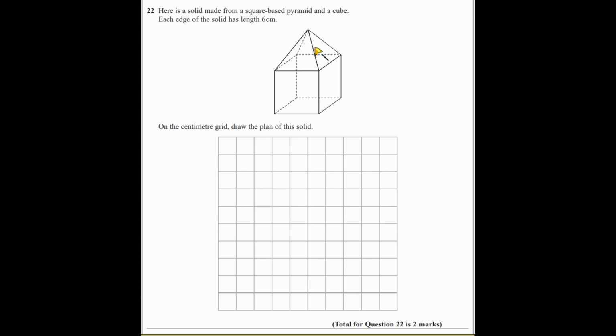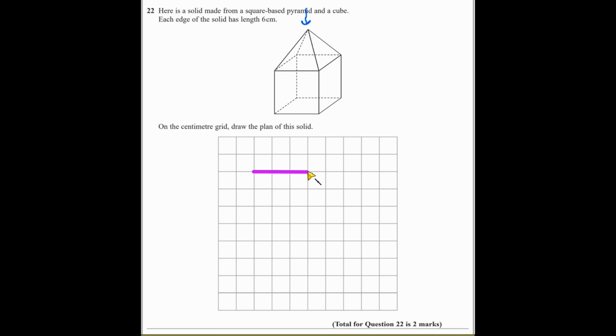Question 22, we have a shape. It's a square-based pyramid and a cube. We are told each edge of the solid has a length of 6 centimetres, and on this centimetre grid we're asked to draw the plan. So don't forget, the plan of an object is the view from immediately above. So we have to imagine we are looking straight down on top of the shape. We will therefore see a square with sides 6 centimetres.